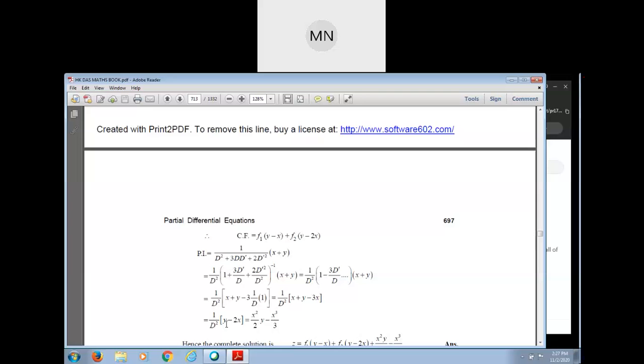Okay. And again we have to integrate because it is 1 by d square. So 1 by d square is what? 1 by d into 1 by d, isn't it? So for the first integration it is x. For the second time integration, it gives us x square by 2. Okay?